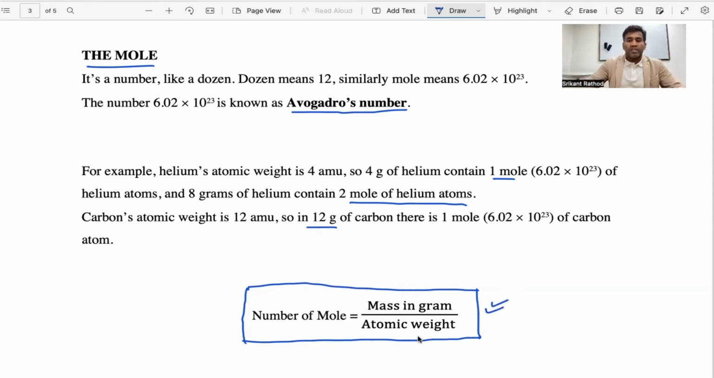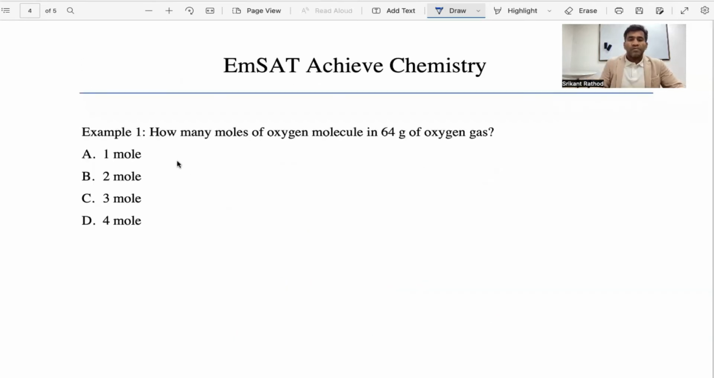In general, when they ask me any calculation in terms of mole, remember this: mass in grams divided by atomic weight. So let's see some examples related to it. These are the common ways of asking questions about the mole conversion.